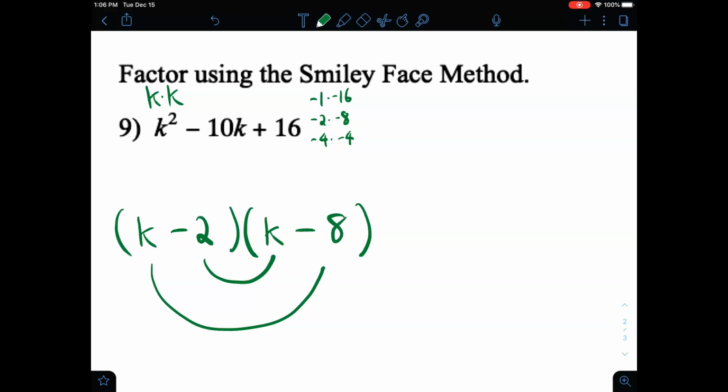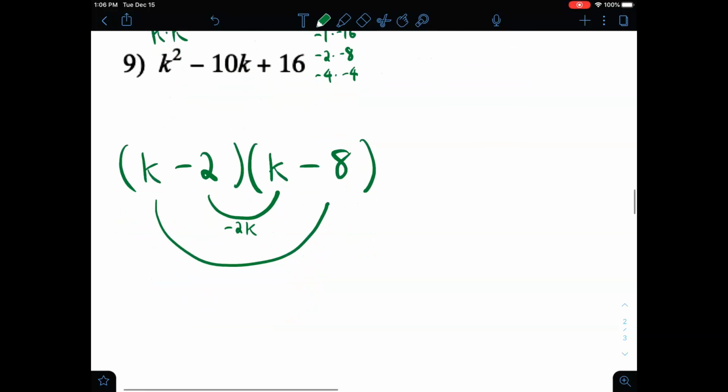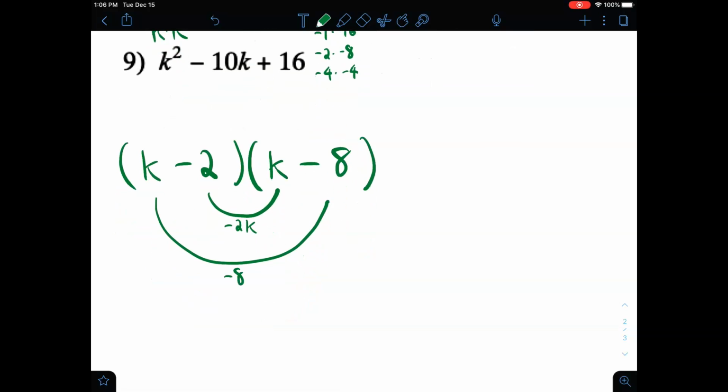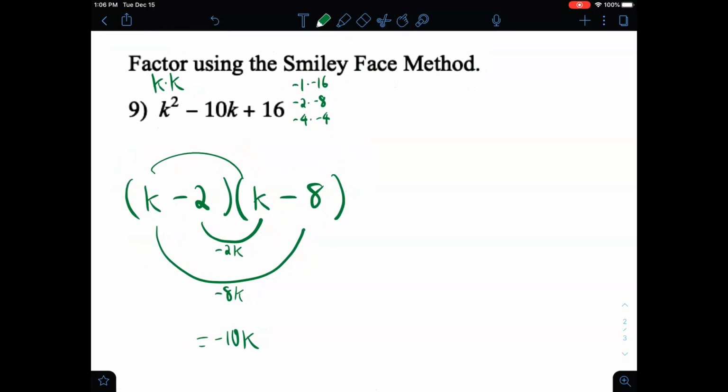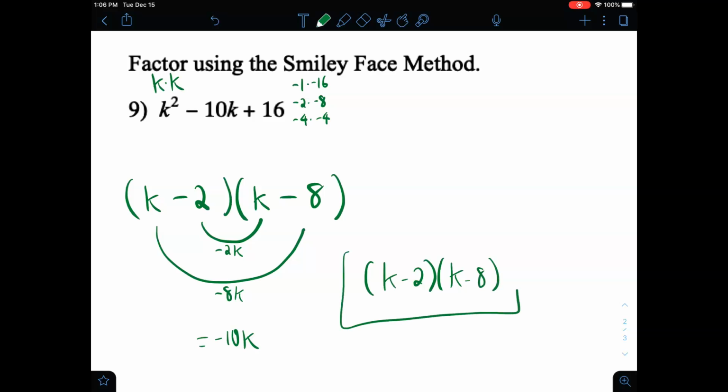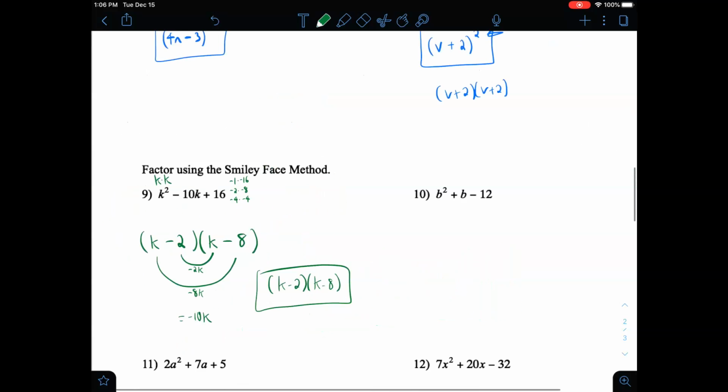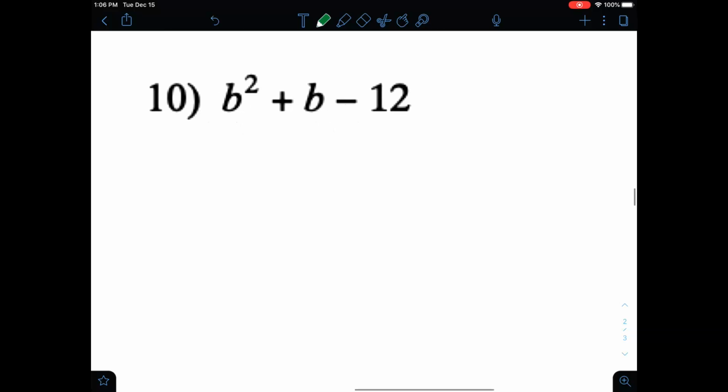And you can see negative 2 times k is negative 2k, and negative 8 times k is negative 8k, and that equals negative 10k. So this is the correct thing. If you were to foil this out and distribute, you would get back to the original. Our final answer is k minus 2 times k minus 8. And that's your final answer. Okay? All right, let's try number 10.